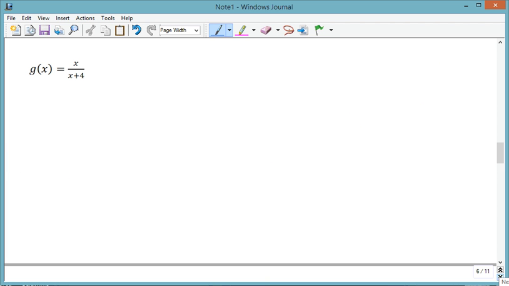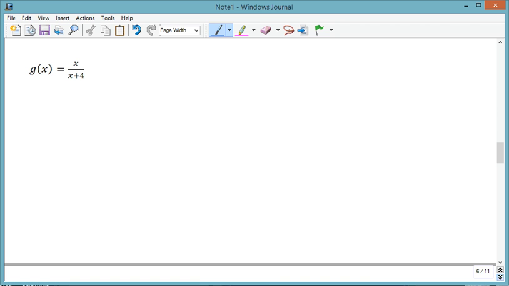So look at this one. We have an x in the top and the bottom. The x in the numerator, that doesn't matter. It can be anything. It's only the denominator that matters. Okay? I cannot let the denominator equal 0. So where would this denominator equal 0?